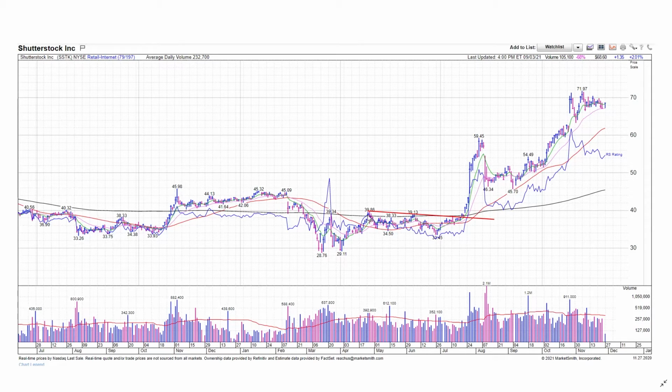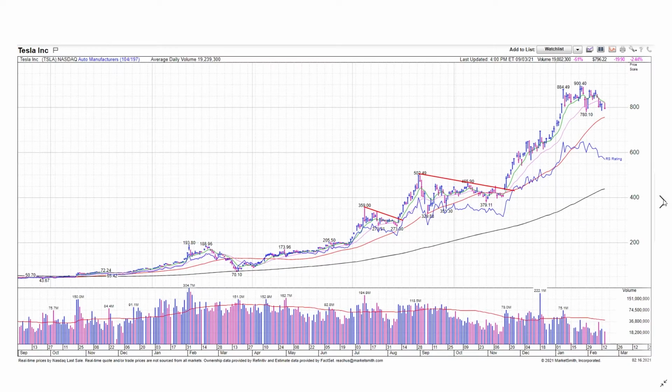Shutterstock, same thing. Nice flat base. Breaks out on an increase in volume. You just ride it up. Use the EMAs as your stop loss.